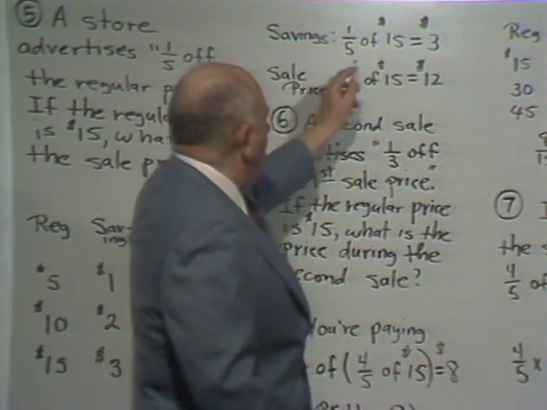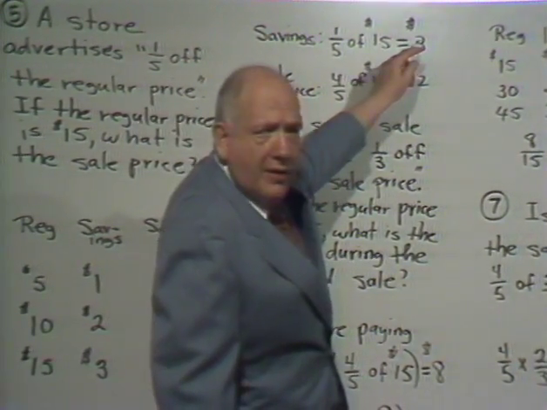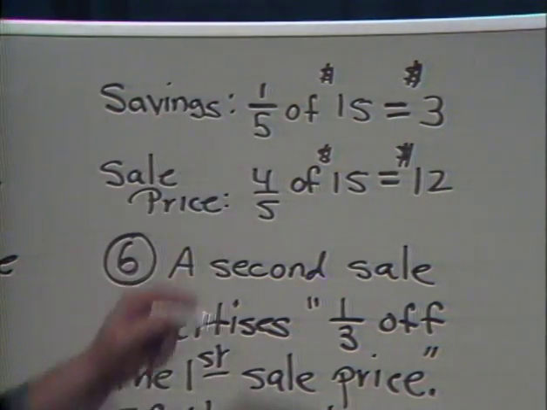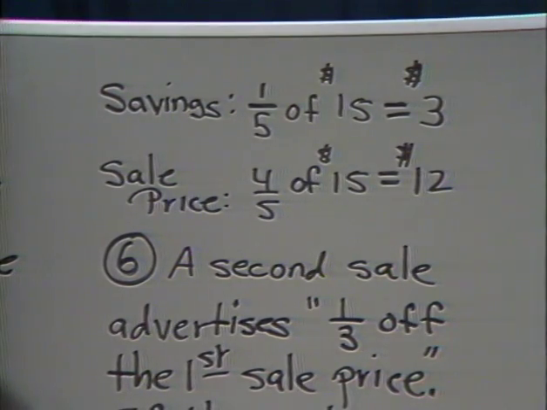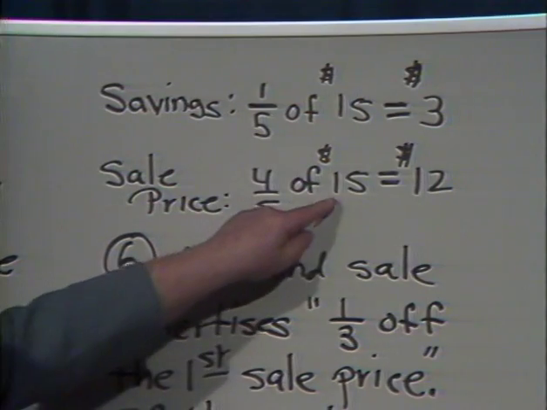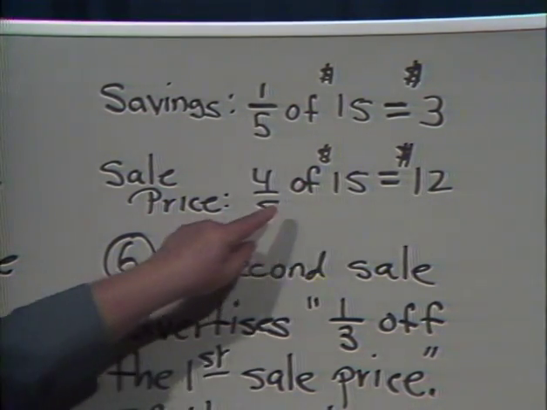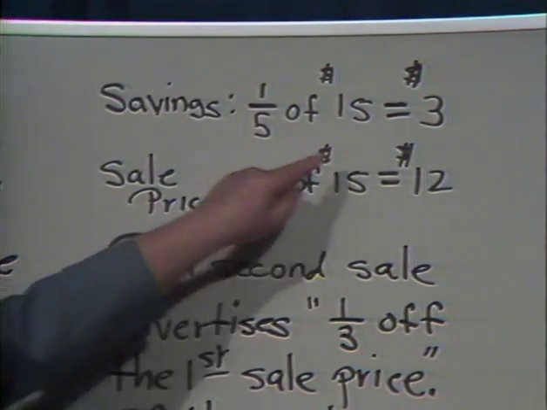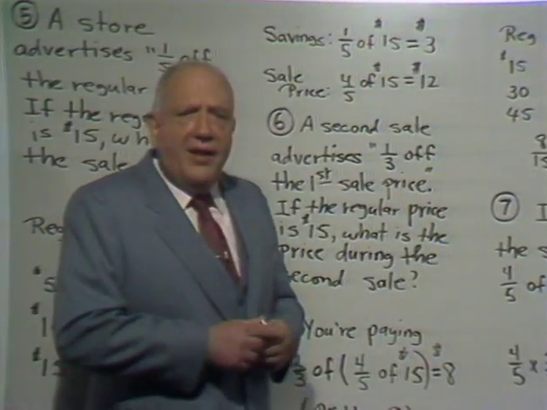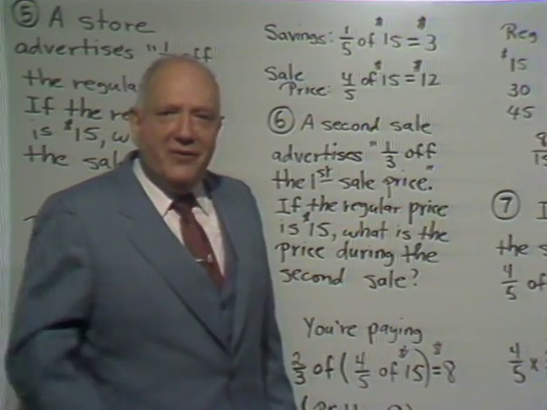See, but 1/5 of $15 is $3. That's what we're saving, isn't it? If you're saving $1 out of each 5, what are you still paying? You're paying 4 out of each 5. That's 4/5. And 4/5 of the $15 is what? 15 divided by 5 is 3. 3 times 4 is 12. Doesn't that check with what we had in our chart? We're saving $3 and we're still paying $12 on a $15 item. So far, that's just a review of our previous lecture.